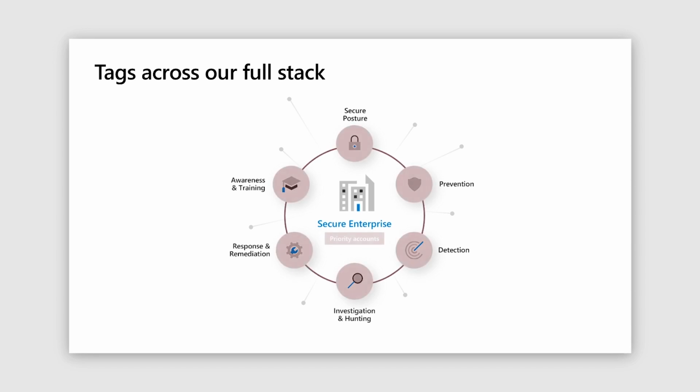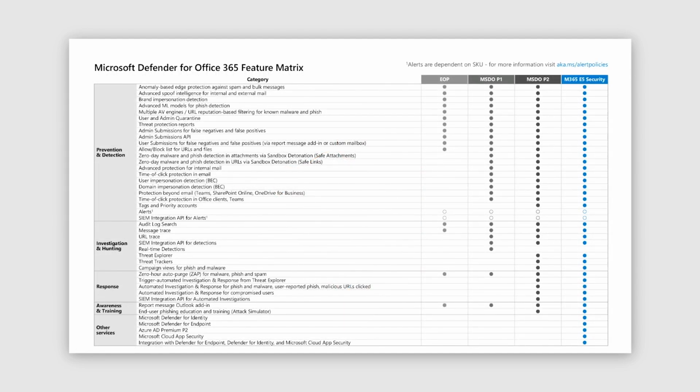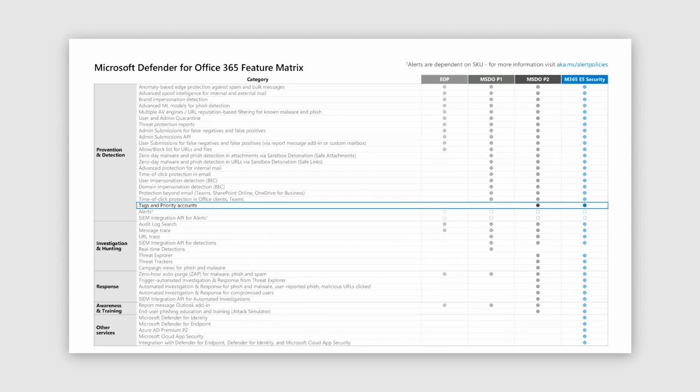We're going to be extending this concept of filtering and pivoting and targeting on the priority account tag across our entire stack. This shows the full feature set for Microsoft Defender for Office 365 by SKU type. And you can see tags and priority accounts are going to show up here as part of the P2 SKU or part of the M365 E5 security SKU. And of course, that would also make it part of our suite SKUs, so the Office E5 suite or the M365 E5 suite.